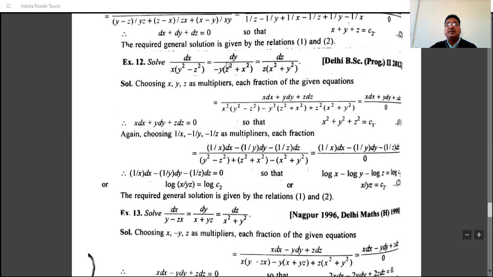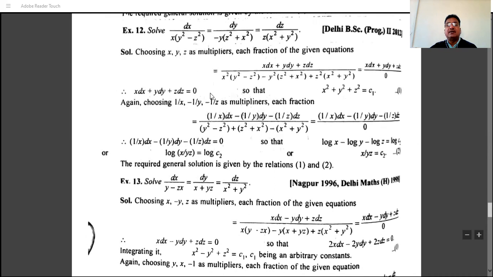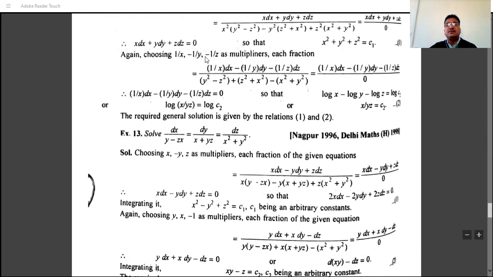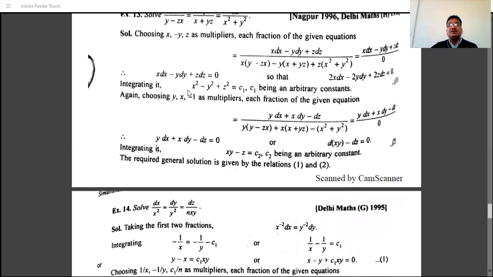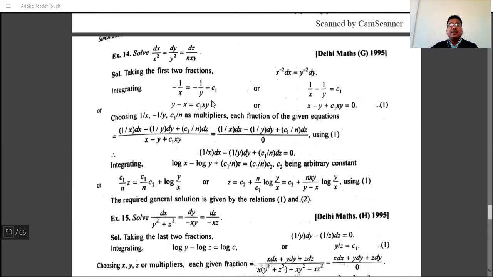For problem number 12, the multipliers are x, y, z and 1 by x, minus 1 by y, minus 1 by z. So if you observe the problems, the multipliers are x, y, z, 1 by x, 1 by y, 1 by z, or x, minus y, minus z. Next, problem number 13, multipliers are x, minus y, z, and the other set is y, x and minus 1. So this is the other set of multipliers.